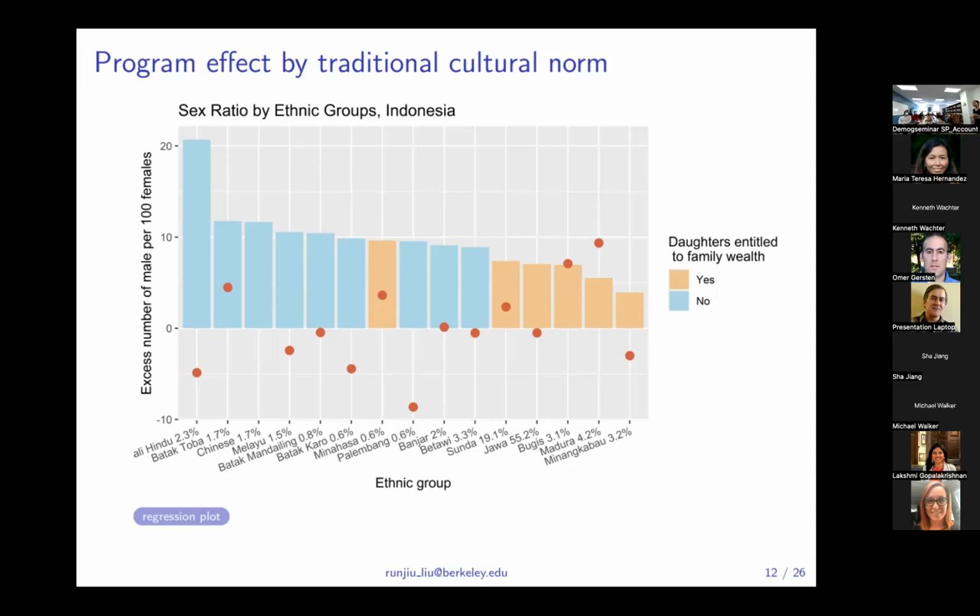Yeah, that's a great question. I should definitely do it for the regression plot. I don't have it today. From the regression itself, there's no clear difference between the ethnic groups that practice the equal inheritance law and the non-equal inheritance law, in terms of the effect of the policy on education. So the first stage, yes, I should have a better regression plot to show the trend, but it's definitely not as strong as the sex ratio plot. I think the expectation would be a relatively equal effect on both groups.